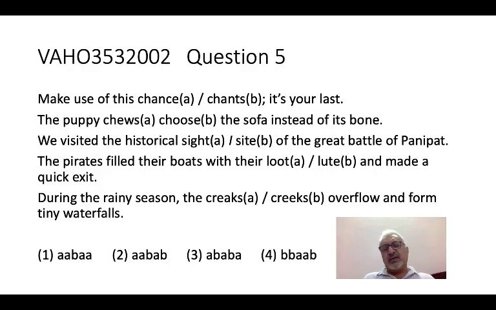S-I-T-E is an area that is meant for a building, is the site. So I talk about a site for a hospital. That means the government has decided to build a hospital on this area of land that is called a site. And shall we now refer to this as the historical area of land where a great battle of Panipat took place? Yes. So the answer in the third statement is B. So we've got A and B. Have we got the answer now?